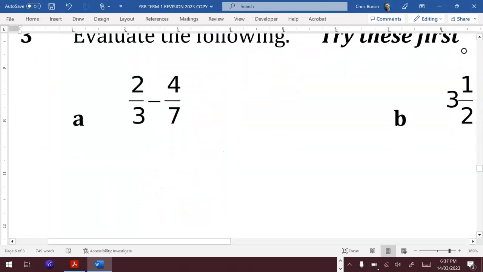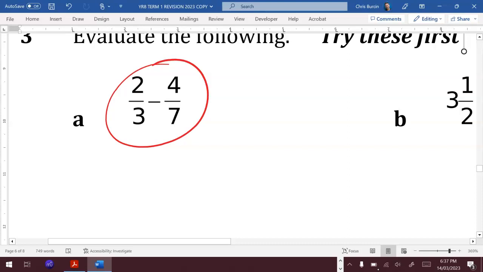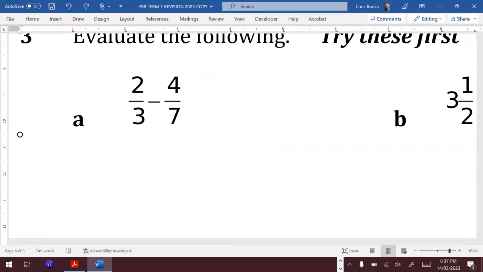Now let's just stick with addition and subtraction before we move on to multiplication. So here I have 2/3 minus 4/7. Now I can't subtract these because I need a common denominator. So I could go through the multiples of 3 and 7 to find the first lowest common multiple, but I also will tell you, if you do 3 times 7, you're going to end up with 21, and that will be our lowest common multiple.